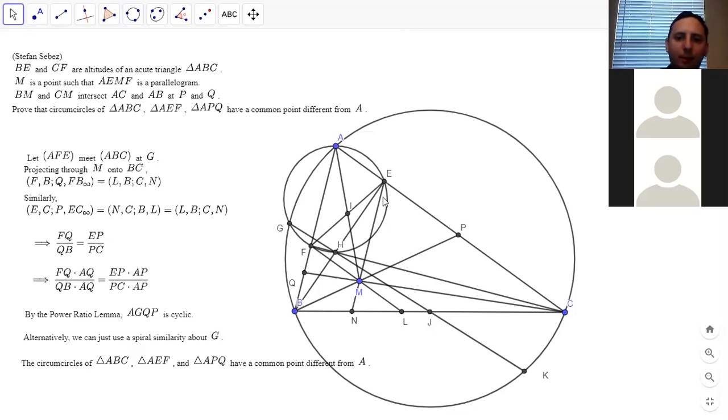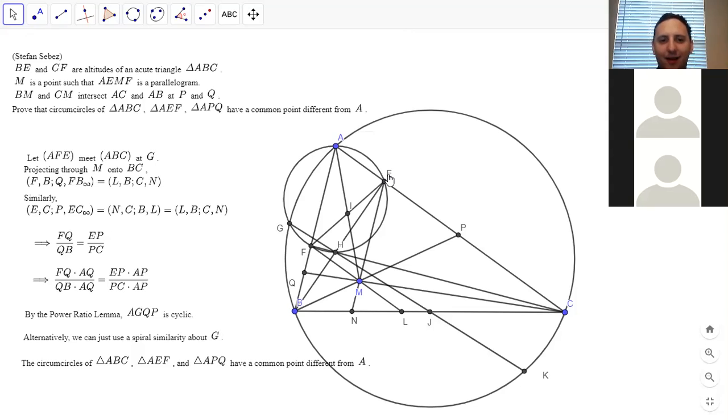I see. And then because these triangles are similar, BHF and CHE, those ratios are the same. Yeah. And then you can finish with spiral similarity or power ratio lemma. Yeah, originally I did it with power ratio lemma, but today I saw that we can also do spiral similarity.